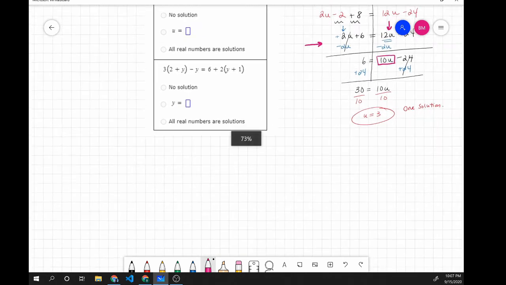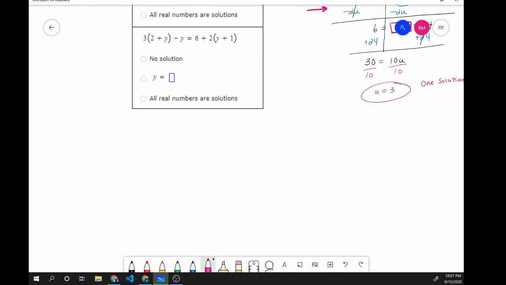On to the next one. And I've promised you a no solution, so this one's going to be no solution. Let's look for how we know it's no solution. First, I'll write the problem.